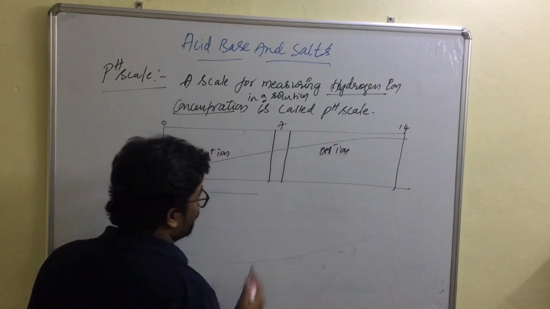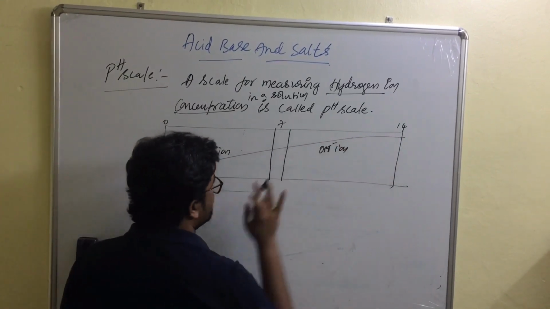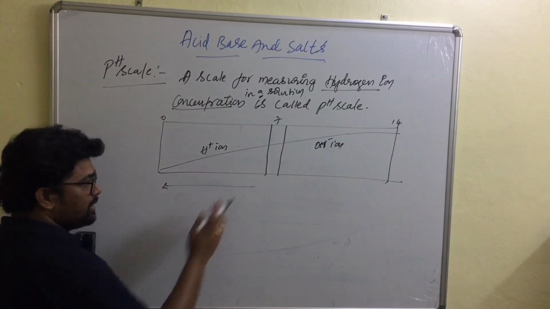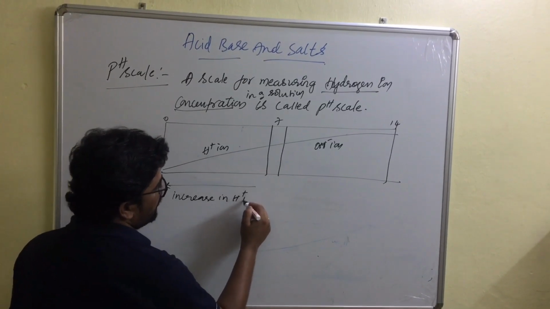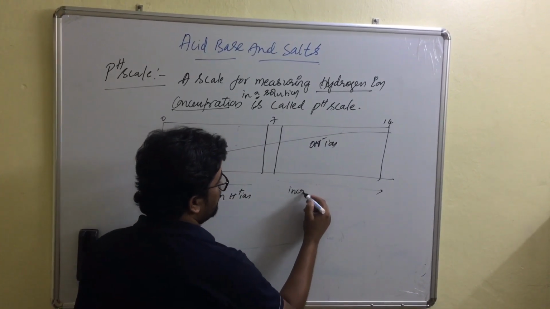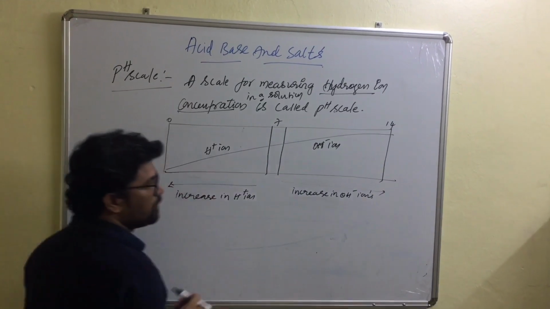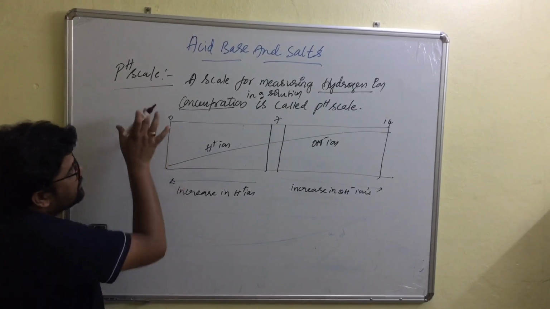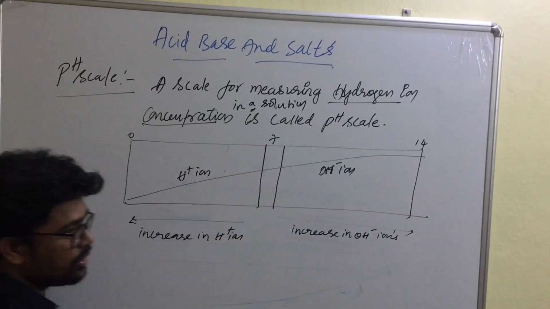As we move from 0 to 14, the H+ ion concentration decreases. This graph clearly indicates that as H+ ion concentration decreases, OH- ion concentration increases. Below 7 we have an increase in H+ ions. On this side, above 7, we have an increase in OH- ions. So this pH scale is just a measure. इस pH से हाइड्रोजन आयन्स के concentrations क्या है solution में पता चलता है.